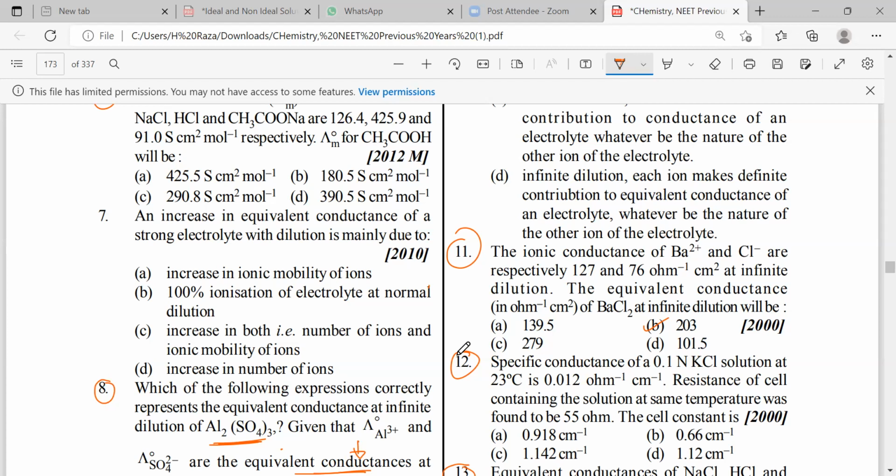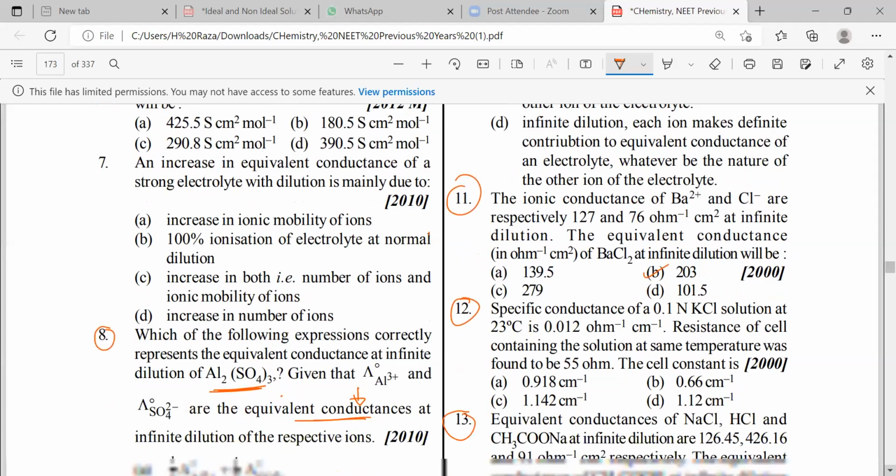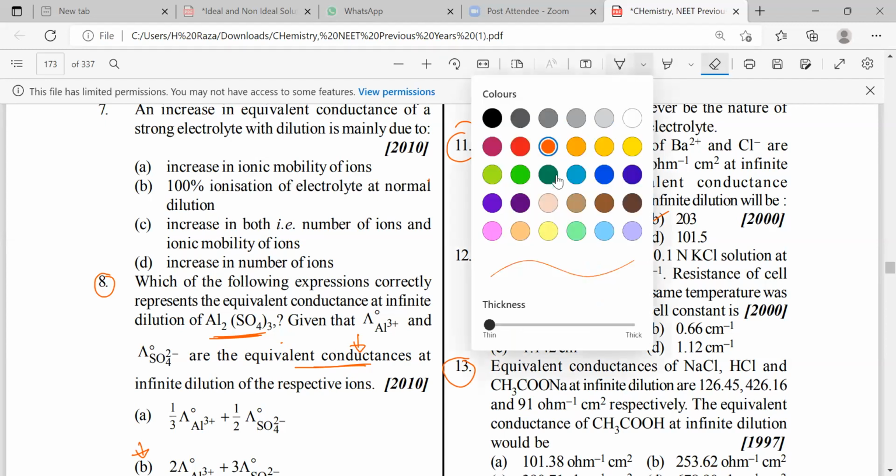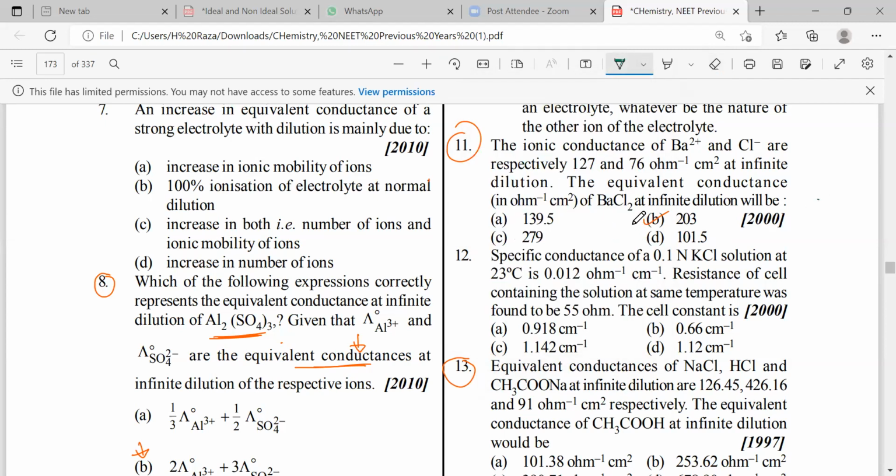Sir, can you explain the 12th question? Okay, the 12th one. See, what is given is a specific conductance. A specific conductance means conductivity is given. Yes or no? Kappa is given as 0.012 per ohm per centimeter, right? And anything else given? Resistance is also given as 55 ohm. The cell constant we need to calculate.